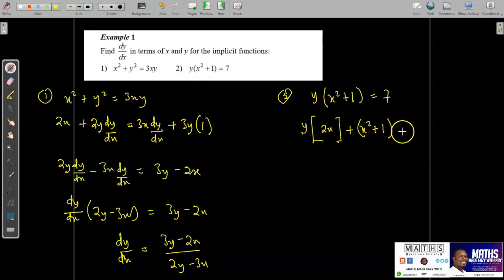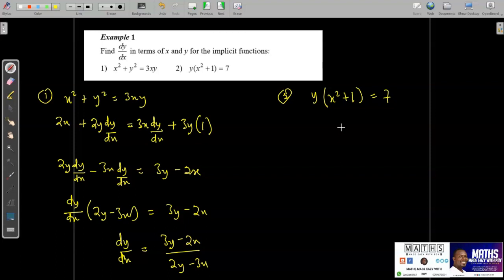Sir, please, can you start that one again? I didn't understand. Now we have two parts of the equal to sign. We have the left hand side, we have the right hand side. On the left hand side, we have y multiplying x squared plus 1. So having such a function, I ask the question, what rule will be applied in differentiating the left hand side? And the answer was what? Product rule.